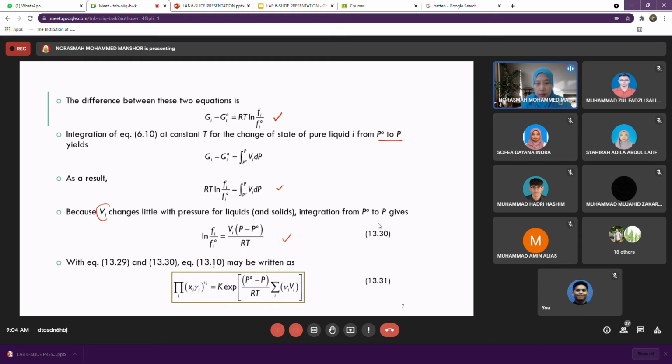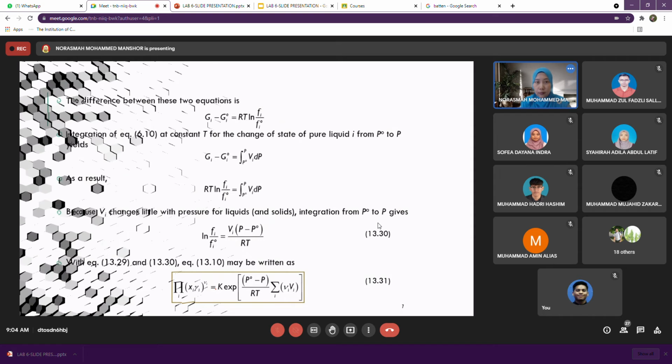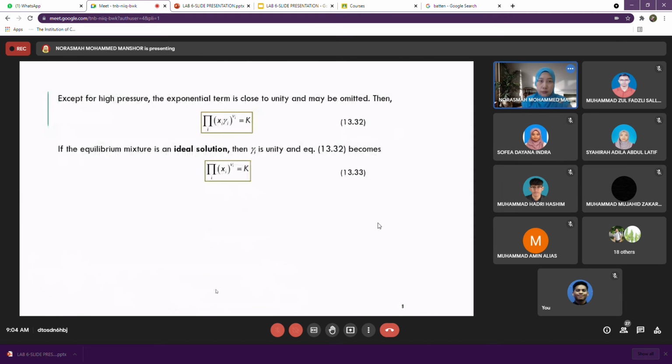Okay, and then substitute into the equation from previously, so you get this equation. This symbol is also the product of this term. Except for high pressure, the exponential term is close to unity and can be omitted. So the equation becomes this one.